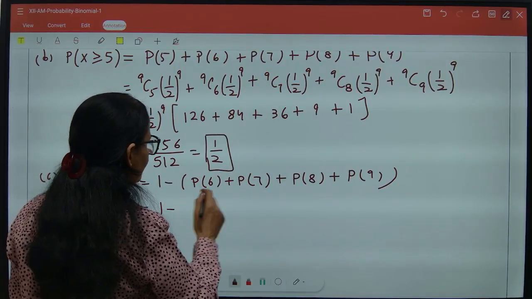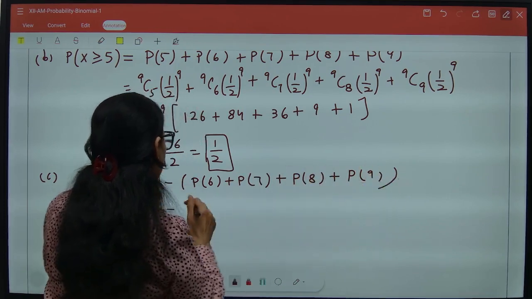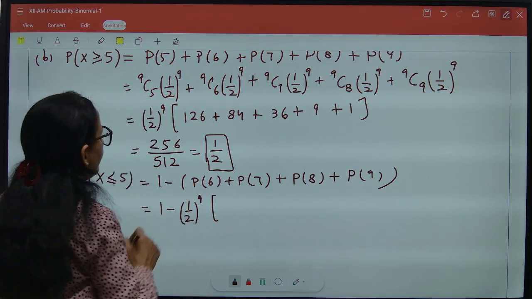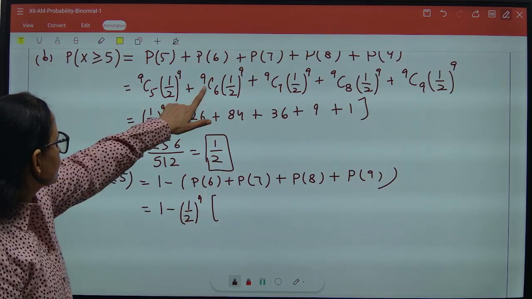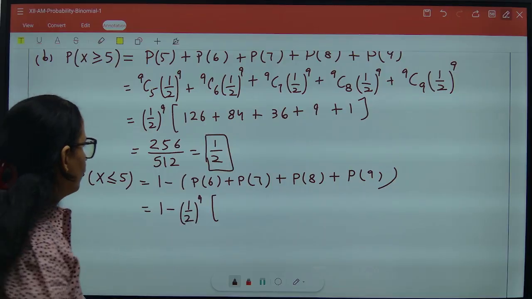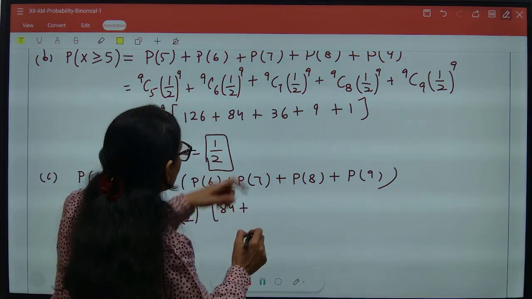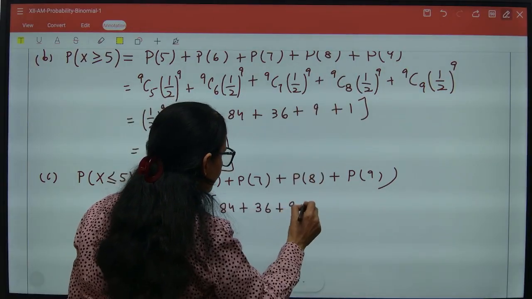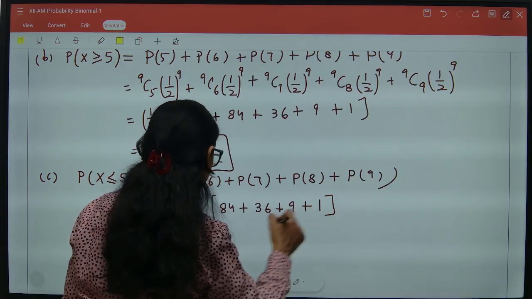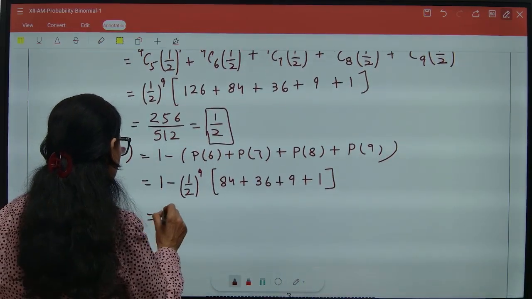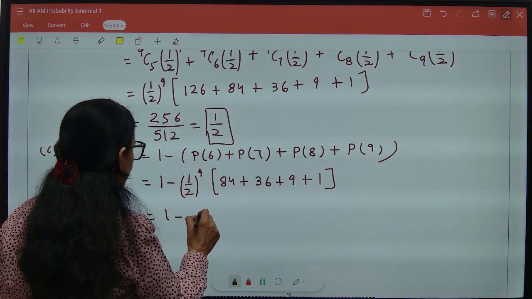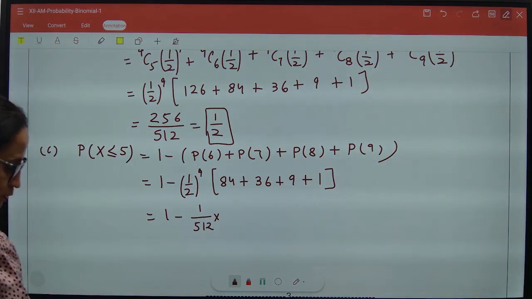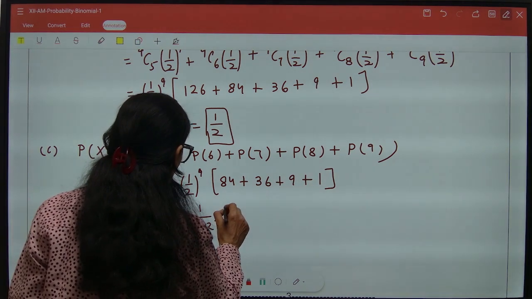So it means 1 minus, from all these expressions, let me take (1/2) to the power 9 outside. Now here I have 9C6, which I have already calculated, and it is equal to 84, so I just straight away write 84 here. 9C7, which is 36. 9C8, which is 9, and 9C9, which is just 1. So that means it is 1 minus, 2 to the power 9 is 512, and the sum of all these values is 130.